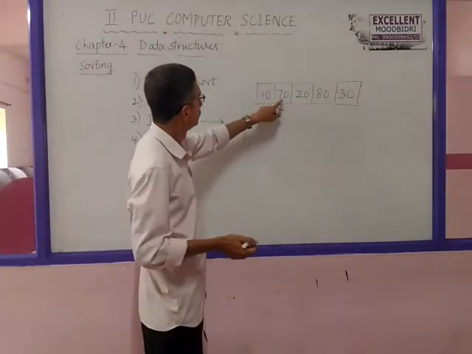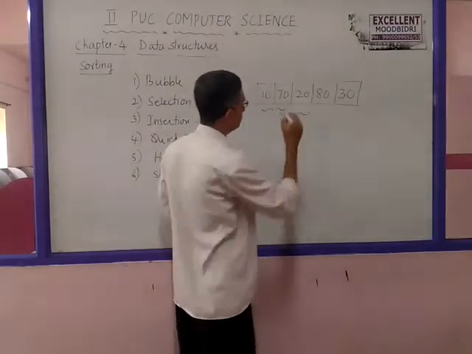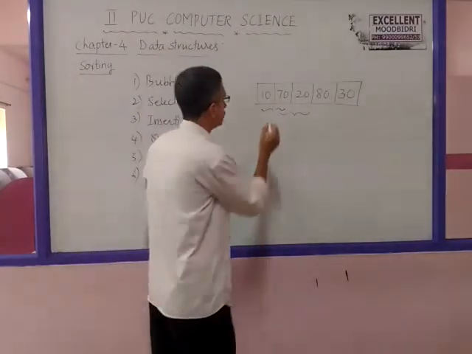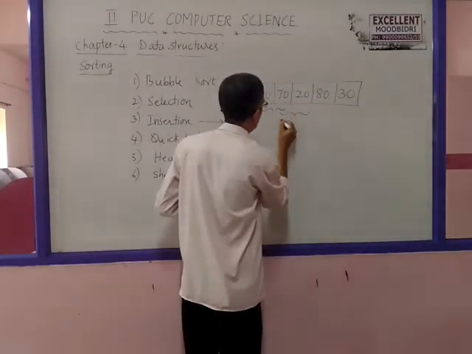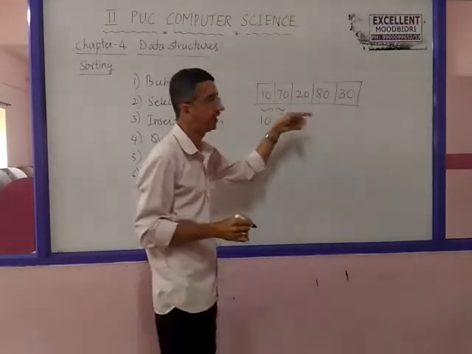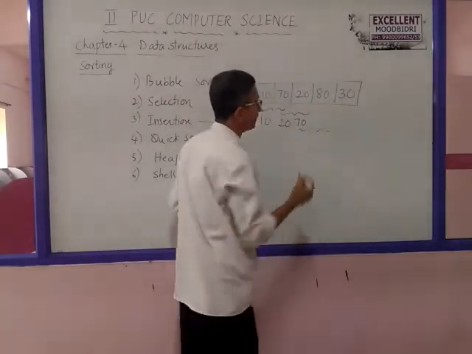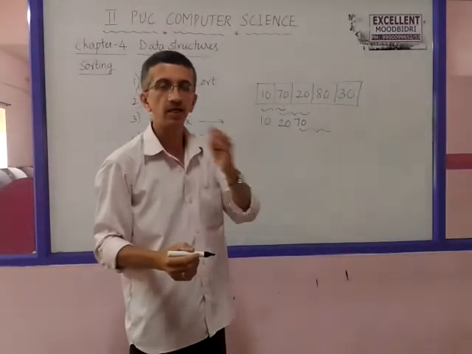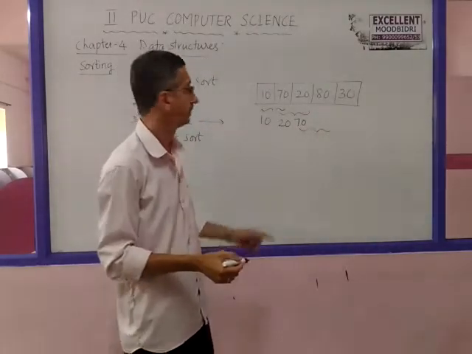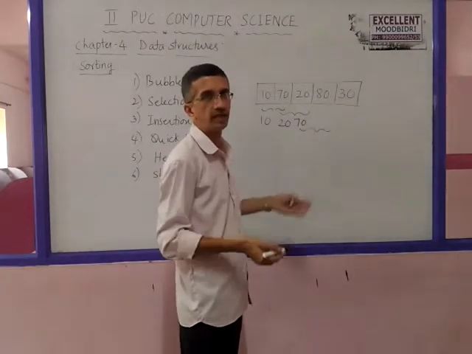Here also, this is in order. Now let us compare the second and the third one. 70 is more than 20, so we have to interchange. 70 has to be here, 20 has to be here. 10 is there only. Now compare this 70 with the next item, 80. So adjacent items, starting from the first item, next two like this, till we go to the end of the array. 70 and 80, yes, 70 is less than 80, no need to interchange.